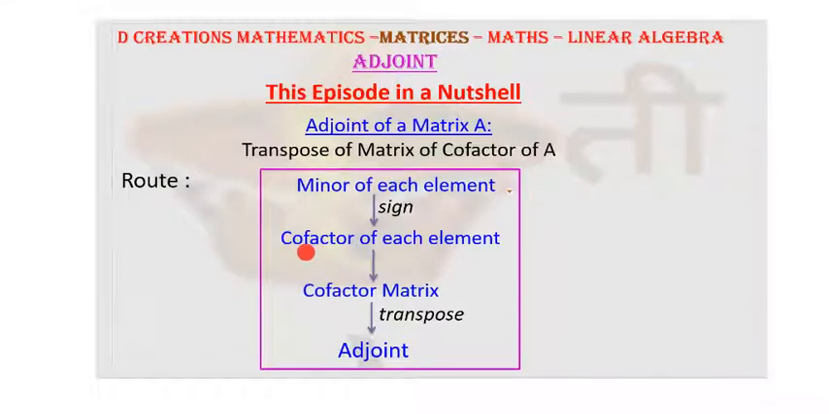Then assign a sign by minus 1 raised to i plus j. If the addition of i and j comes out to be odd, the sign assigned is minus, and if the addition is even, the sign assigned is plus. So it's like a chessboard, alternating plus, minus, plus, and so on, black and white kind of thing. And so we get a cofactor for each element, arrange them in a cofactor matrix, and simply take its transpose. That gives you the adjoint.